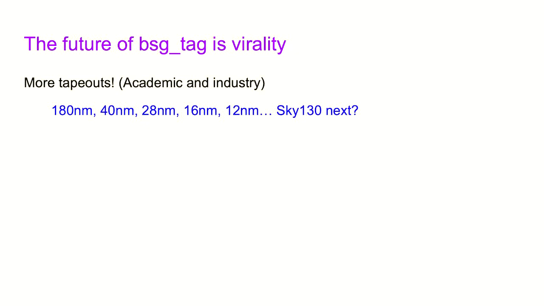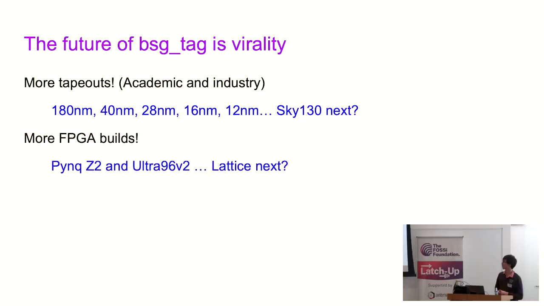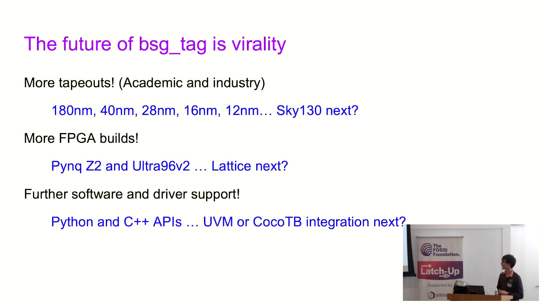So for the future of BSG tag, we want more people to use it. We've taped it out plenty. We'd love someone to do it in Sky 130. I hear there's very few pins on the MPWs, so that works well. More FPGA builds: we use Pynq Z2s, Ultra 96s, a few others. Those are the ones we support. We'd love to see it on a Lattice FPGA.